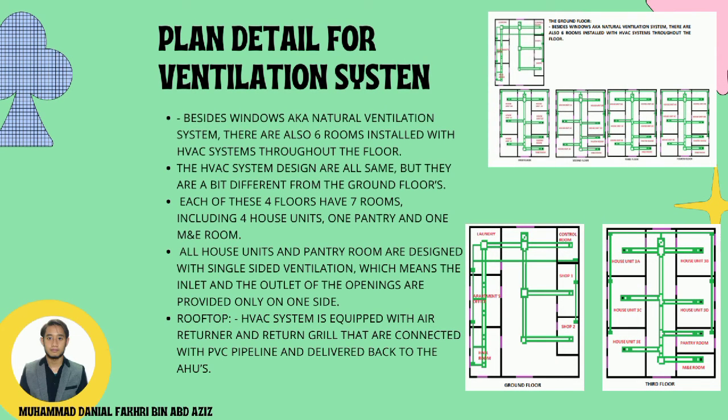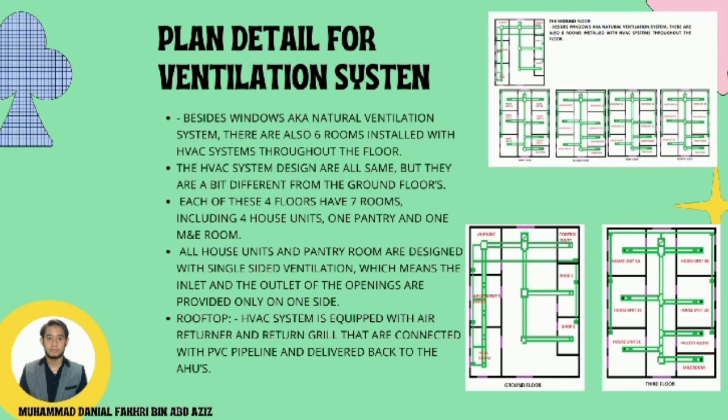Okay, for the proposed design of the M&E system, we have chosen a 5-story building, which is an apartment located in a particular city. This building is within a 30 x 25 meters area per floor. There is a ventilation system for every floor throughout the building. As you can see in this plan, it shows the ground floor. Besides windows, which are known as a natural ventilation system, there are also 6 rooms with HVAC systems that were installed throughout the floor.